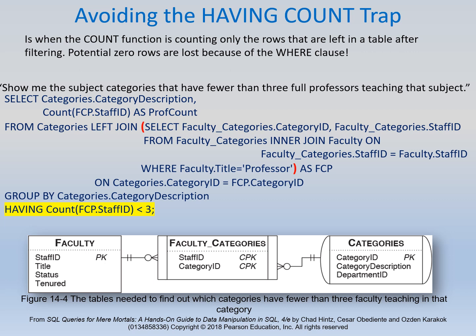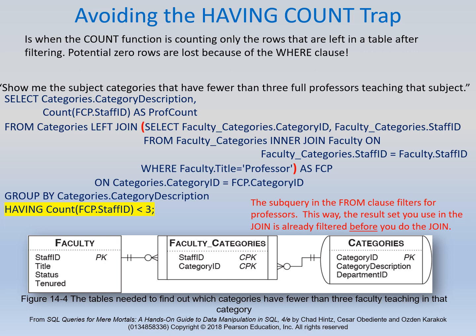This is our select statement. Notice the aggregate count in the select clause, and the field category description in the select clause, which is also in the group by clause. Now, notice we have a subquery in the from clause. We do not have a where clause, which helps us to avoid the trap. In the from clause, we are using a subquery to select the professors. And finally, after selecting our professors, we want a count less than 3 to meet the condition of the query.